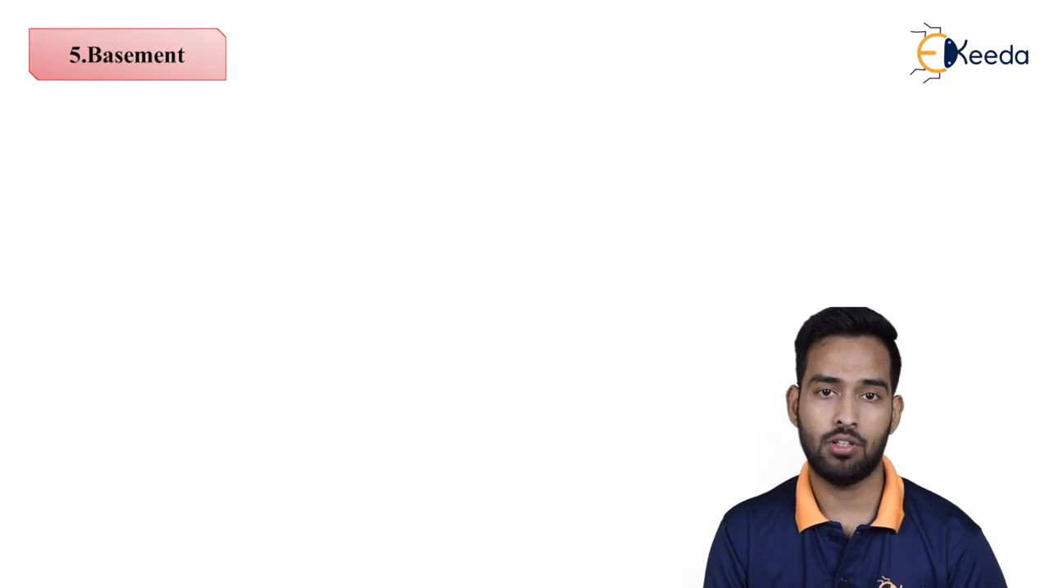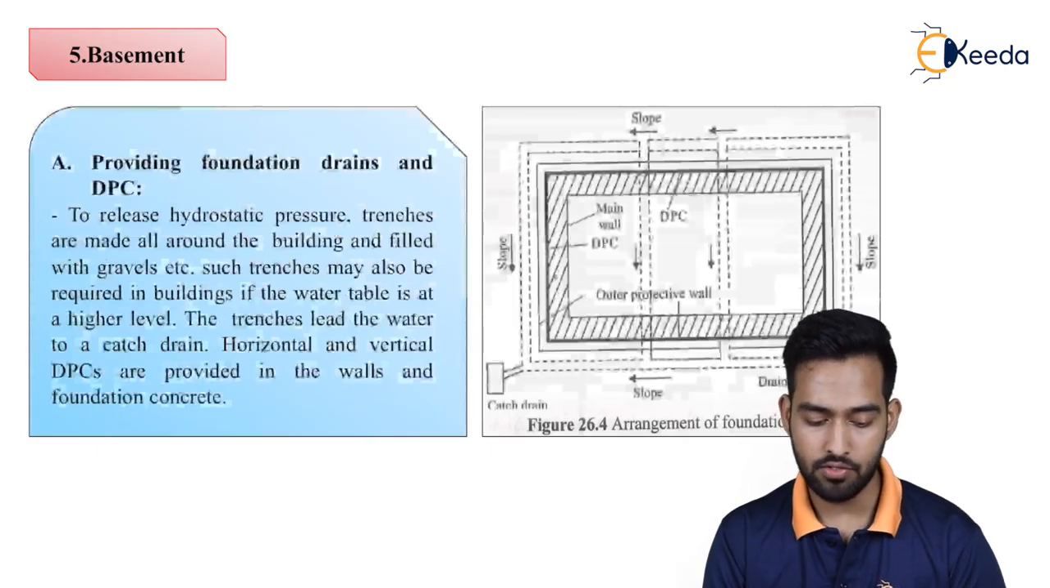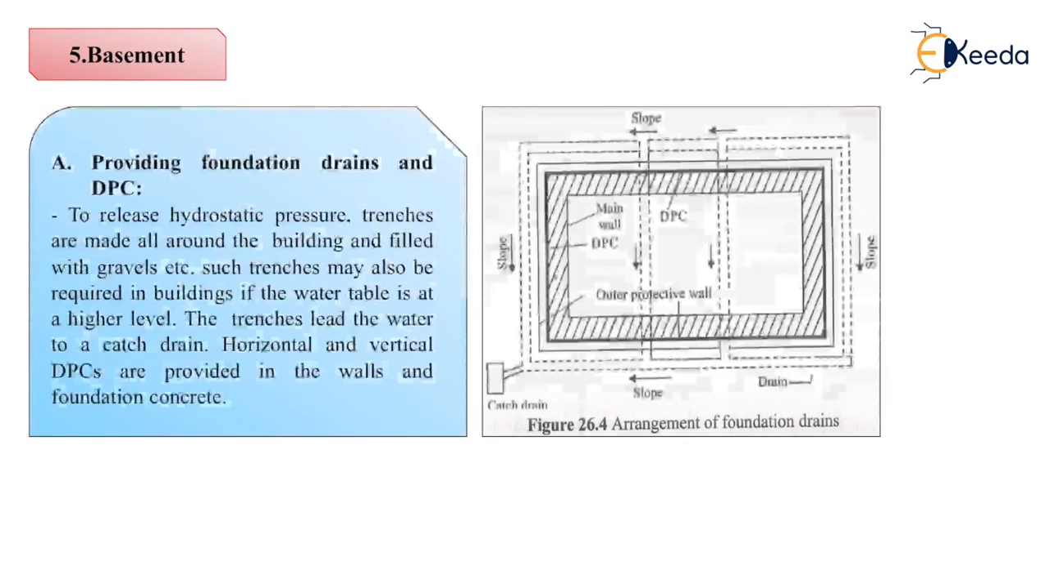Then next comes basement waterproofing. Now waterproofing in basement is very important. So providing foundation drains and DPC. How can we do it? By providing foundation drains and DPC. As you can see in the figure, the hatch line indicates your main wall. Then the dark line around your hatch line represents the DPC, damp proofing course. And on the outer side we have provided the outer protective walls. And these dotted lines represent what? Drains. And we have to give the slope to the drain towards your catchment drain, main catchment drain. So in basement we have to provide drains as well as we have to provide the DPC.